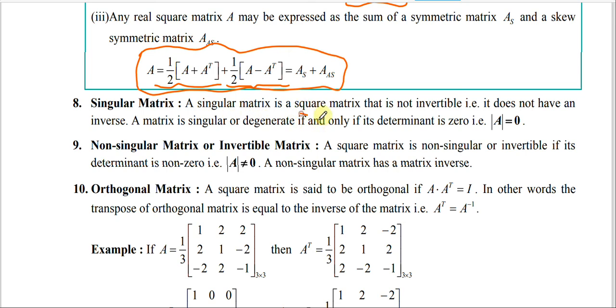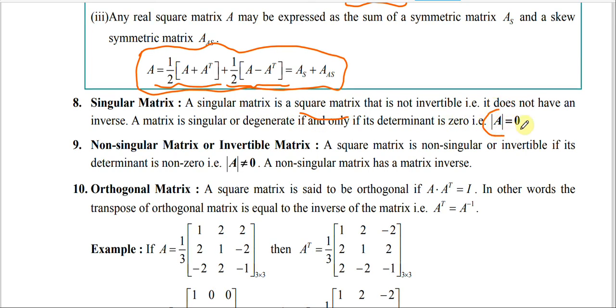Singular matrix: a square matrix having determinant 0. A non-singular or invertible matrix means a singular matrix will not have an inverse. The inverse of a matrix exists only if it is non-singular, meaning its determinant value should not be 0. So this is the condition for a matrix to be invertible. Keep this in mind.